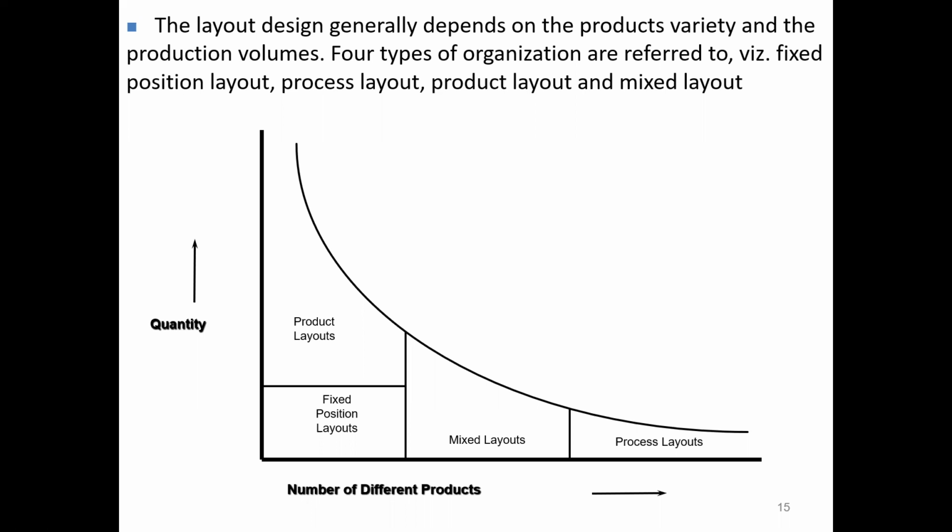With reference to this curve, quantity is going to reduce because the number of different products is changing. At product layout, the quantity is more. At fixed position layout, the quantity is a little less. Then the quantity is again less at mixed layout, and it is the least at process layout. As we move from left to right, the number of different products increases, and the quantity decreases. So this is a negative slope graph.